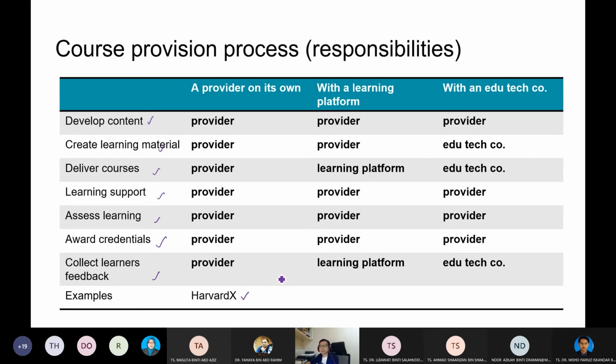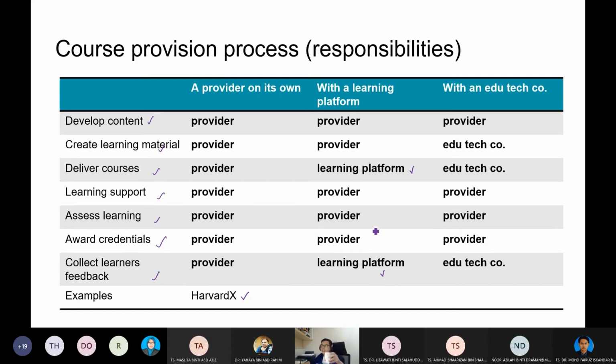I think this is most possible for us lah. Learning platform probably macam Moodle, not MOOC, so Moodle or Blackboard, Canvas ke. So they can provide a learning platform for us to deliver courses and then collect learners' feedback, data and everything. So that's one option.